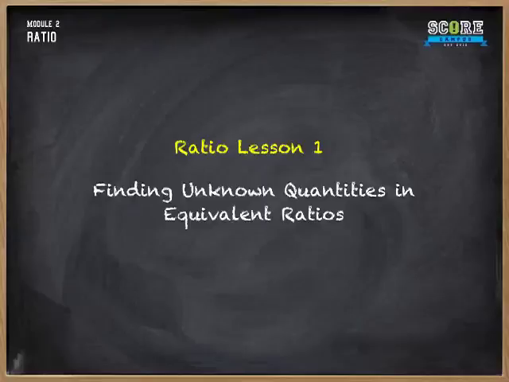This is Lesson 1. Lesson 1 is about finding unknown quantities in equivalent ratios. It sounds scary, but really it isn't. This is one of the easiest classes you'll encounter. And you do not use a calculator for this lesson.